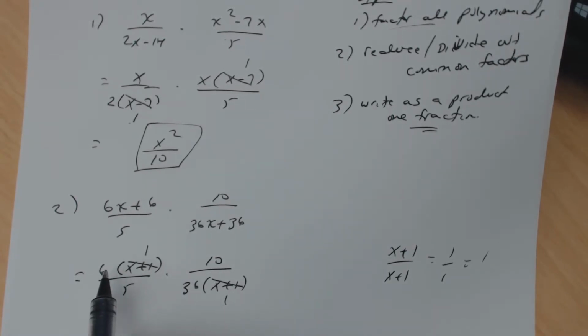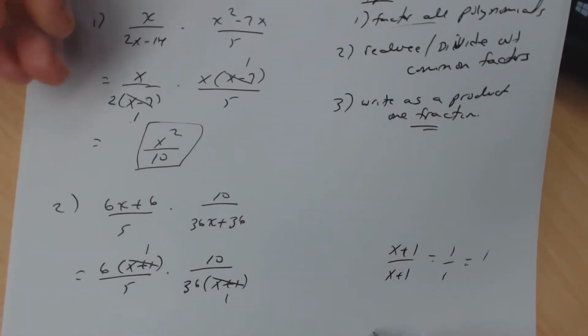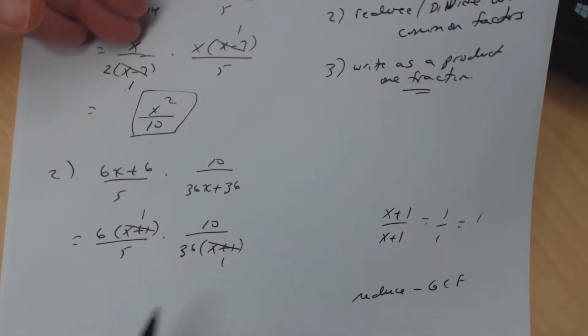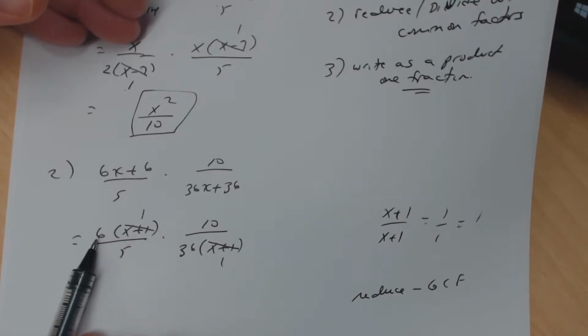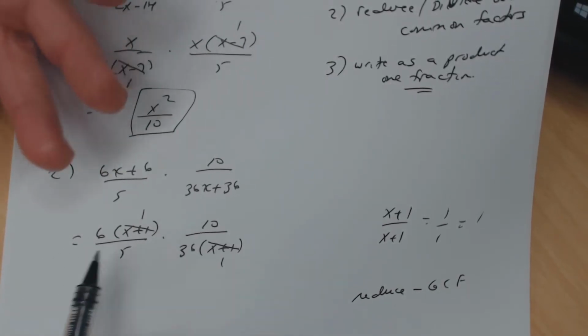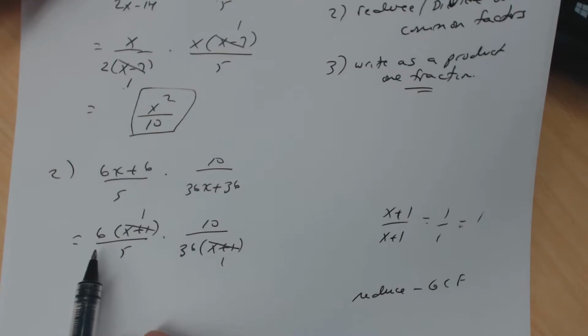Now I'm going to reduce the 6 and the 36. This factor of 6 I can reduce with this 36. Remember, when you reduce, always use the greatest common factor. So don't say 2 into 6 and 2 into 36, because it's not going to help you at this point. I mean, it can, but you're not done. You're going to have to reduce it some more. If you use the GCF, you can save yourself a couple of steps.